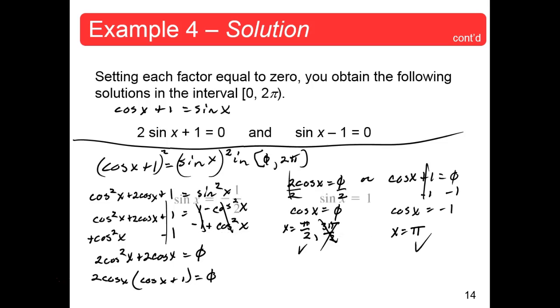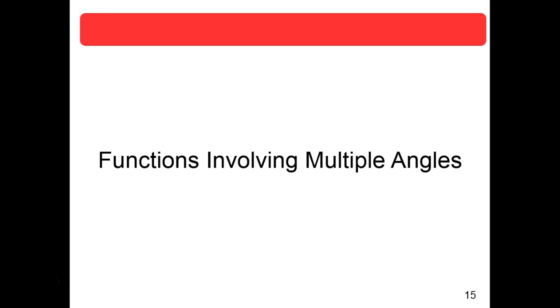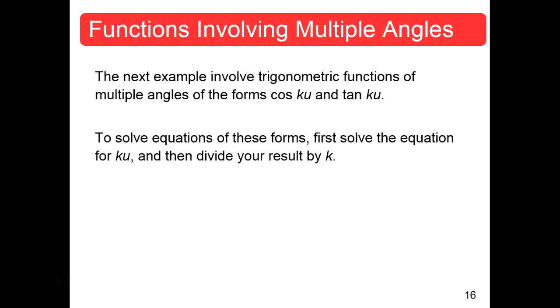Let's move on to functions involving multiple angles. Okay? And the next example involves, they got that wrong, don't they? The next example involves, with an S, trigonometric functions. The example is your noun, and the verb should be singular as well. That should be involves trigonometric functions of multiple angles of the form cosine KU and tangent KU. You could have sine KU or any others KU too.